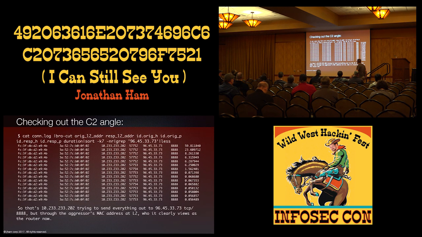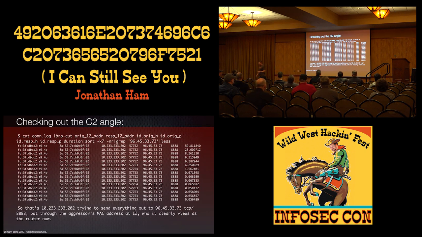So let's check out that C2 angle. Sure enough, from this station through our man in the middle, from 202 to an external IP address on port 8888, and look at the durations. Looks like it made contact. It tried to phone home, phone home, phone home, and sooner or later it must have made contact, because of the longer durations, right? Now, do I care who 96.45.33.73 is? Do I care?